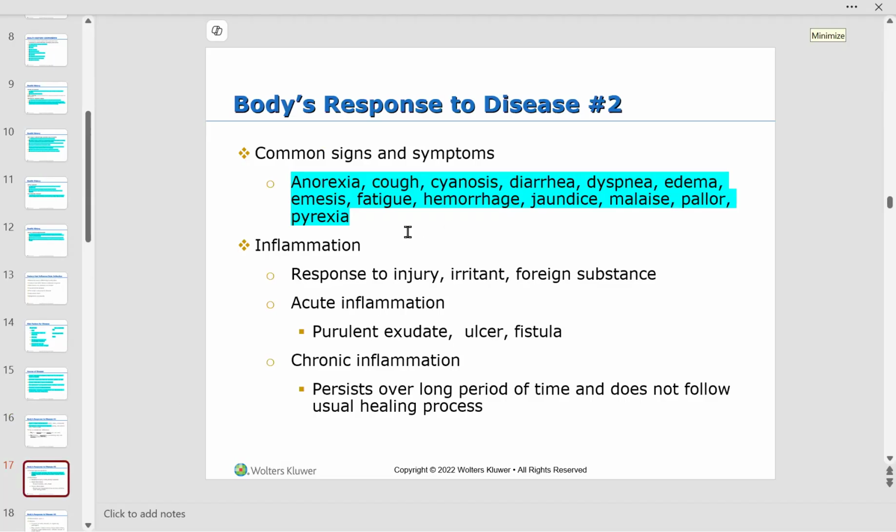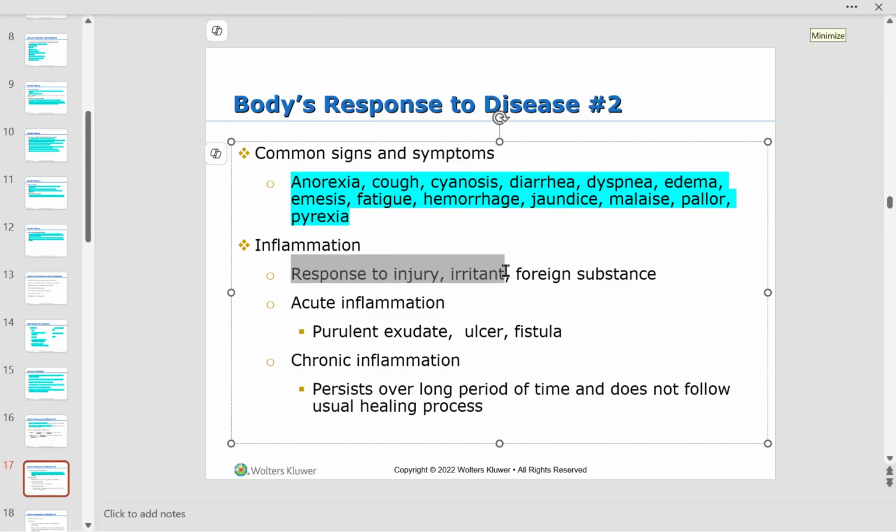Common signs and symptoms can be anything from anorexia, which is loss of appetite, to a cough, to cyanosis, diarrhea, dyspnea, edema, emesis, which is vomiting, fatigue, hemorrhage, jaundice, malaise. Oh, I just don't feel like doing anything at all. Pale, pyrexia, fever, right? Inflammation.